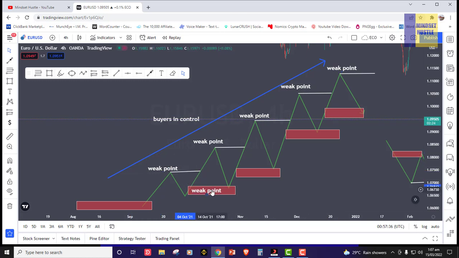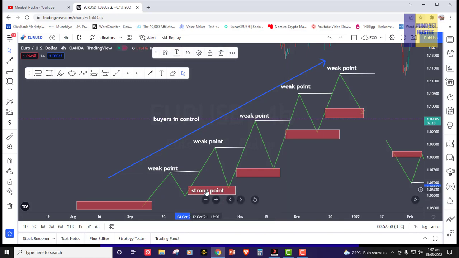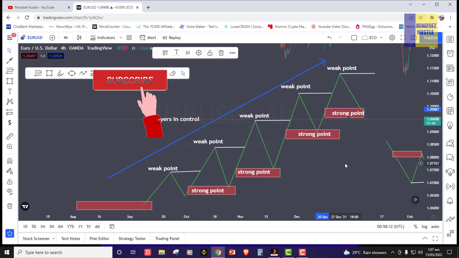So this area here is what? Is a strong point. So let's just edit this guy, make it strong point. Okay, so this is a strong point in the market, strong point, strong point. Okay, why? Because as market moves up, those areas are being respected, and the more they are respected, the more we keep going up. Okay, the more they are respected, the more they keep pushing price up until price decides.